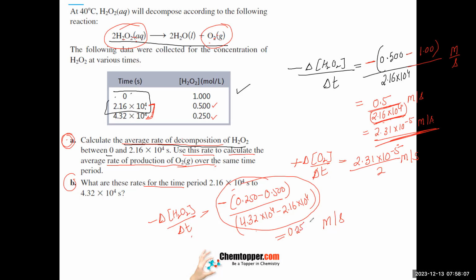Okay, Anil is giving me this answer. Scientific notation, Anil. 1.16 times 10 raised to power minus 5. Is this the right answer, children? After plugging in the calculator.